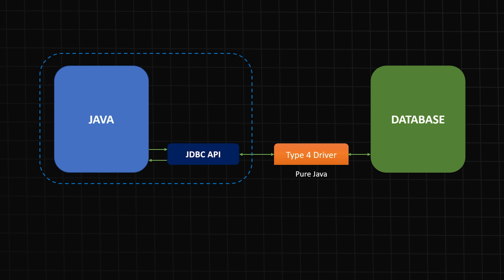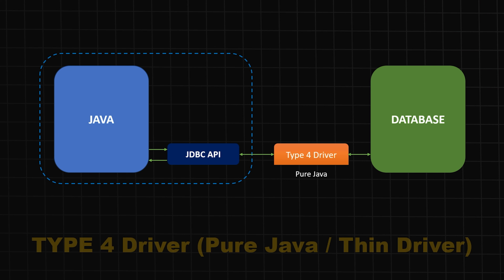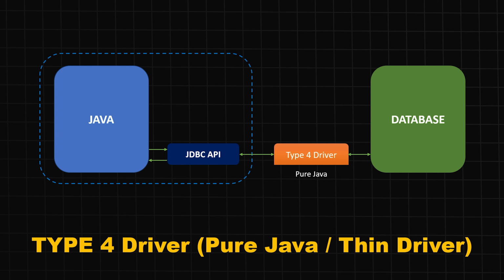And all these JDBC drivers are database specific, which means MySQL has its own driver, Oracle has its own driver, and so on. These drivers implement all the JDBC API directly. So we can talk to the database using its own protocol. And it was called the type 4 driver, that is the pure Java or thin driver.